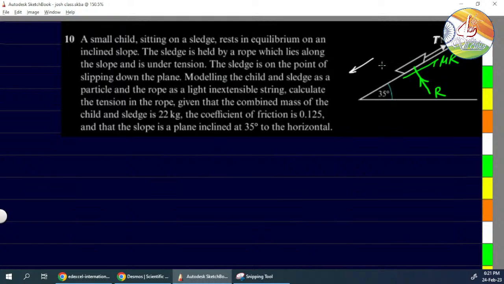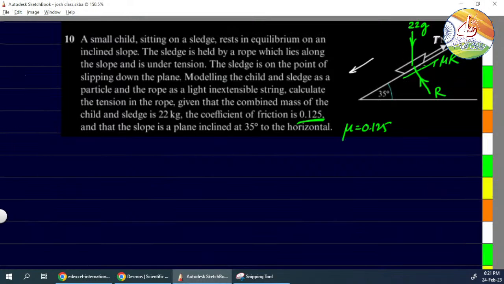Given that the combined mass of child and sledge is 22 kg, so downward 22 times g is the combined weight of both these objects, the child and the sledge. Coefficient of friction is given as 0.125, and the slope is a plane inclined at 35 degrees to the horizontal. So these are the values given to us.